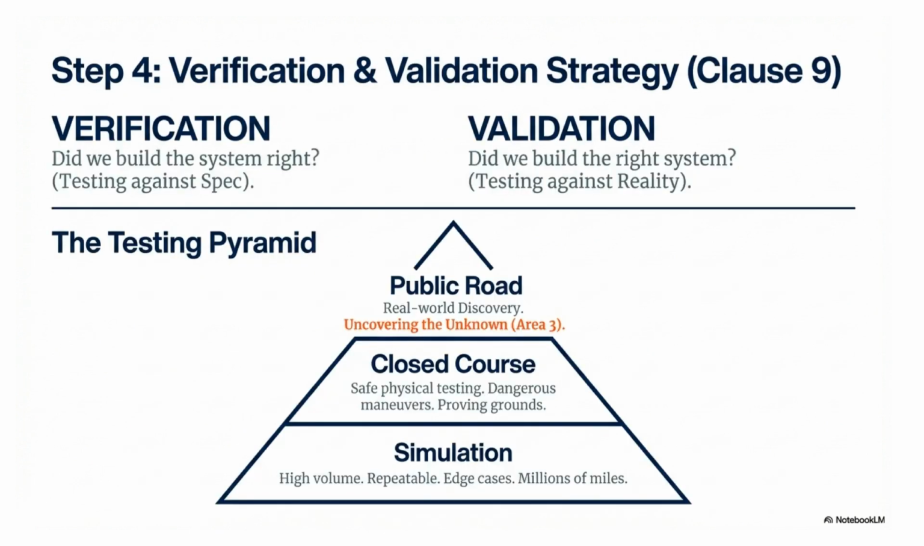Verification and validation are the heart of the SOTIF proof. Verification asks, did we build the system right, by testing against our specifications? Validation asks, did we build the right system, by testing it against reality? We use a testing pyramid strategy. We start at the base with millions of repeatable simulation miles to find edge cases and, quote, corner cases. Then, we move to physical testing on closed courses for dangerous maneuvers. Finally, we perform real-world discovery on public roads to uncover the remaining, quote, Area 3 unknown hazards. This layered approach ensures that by the time we release the vehicle, we have sufficient statistical evidence that the residual risk is at an acceptable level.